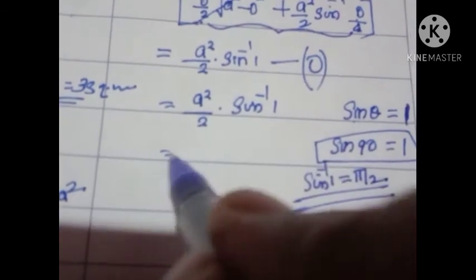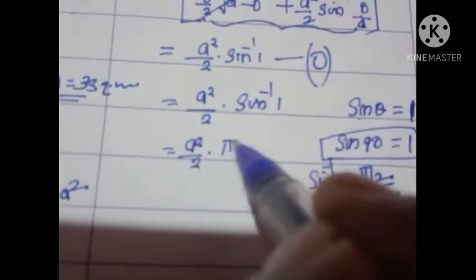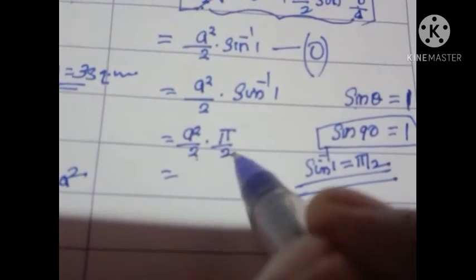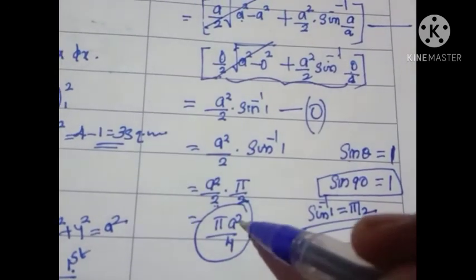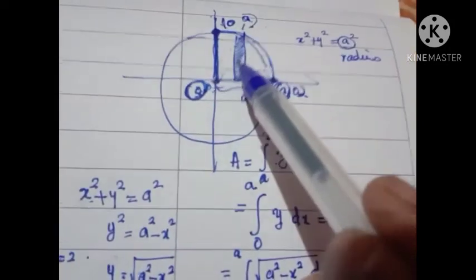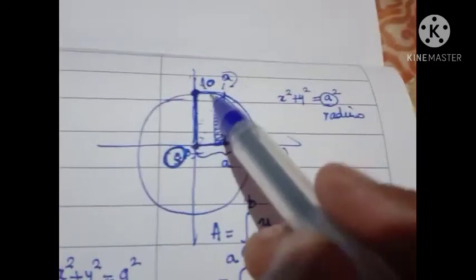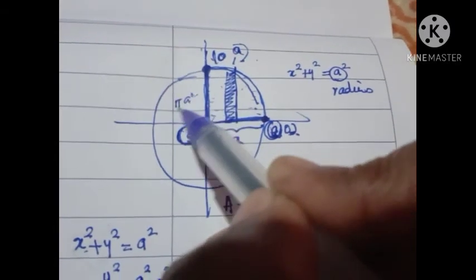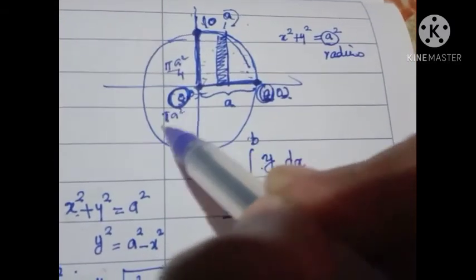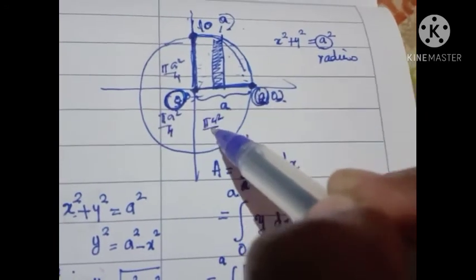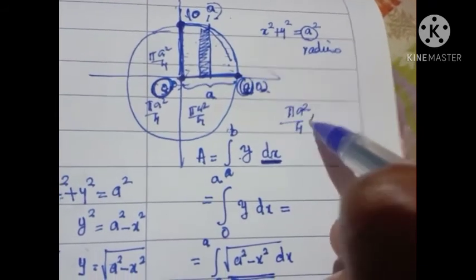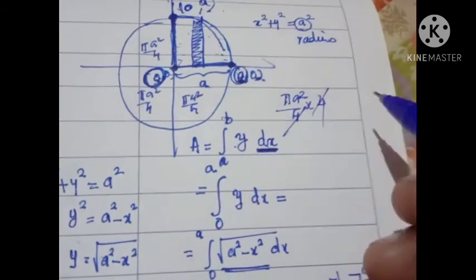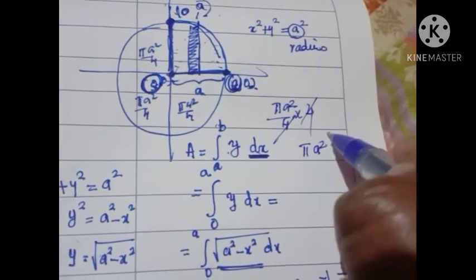Put this value here. A square by 2 into pi by 2. So 2 into 2, 4. Pi a square by 4. Listen, this pi a square by 4 is the area of this sector. Similarly here pi a square by 4, pi a square by 4, or we can multiply pi a square by 4 by 4. So 4 can be cancelled. We get pi a square.